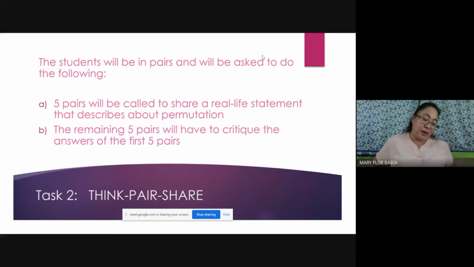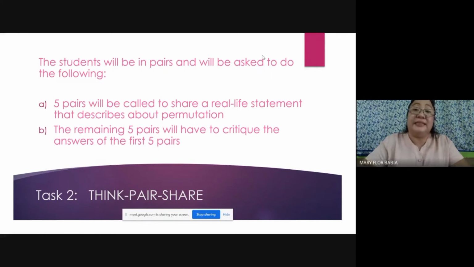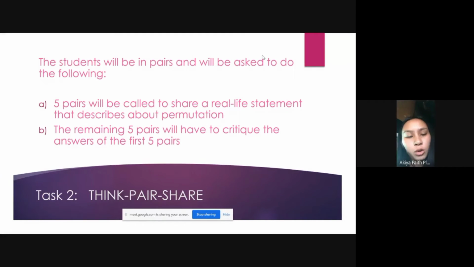How about Romaksha? Max has 8 potted plants and it was planned to be planted in 3 rows. In how many ways can Max arrange the potted plants in a row? Okay, it's about plants. Arrange in a row. Is it correct? The given situation, ma'am, is valid because you are going to arrange objects, which are plants, and it involves permutation, ma'am.